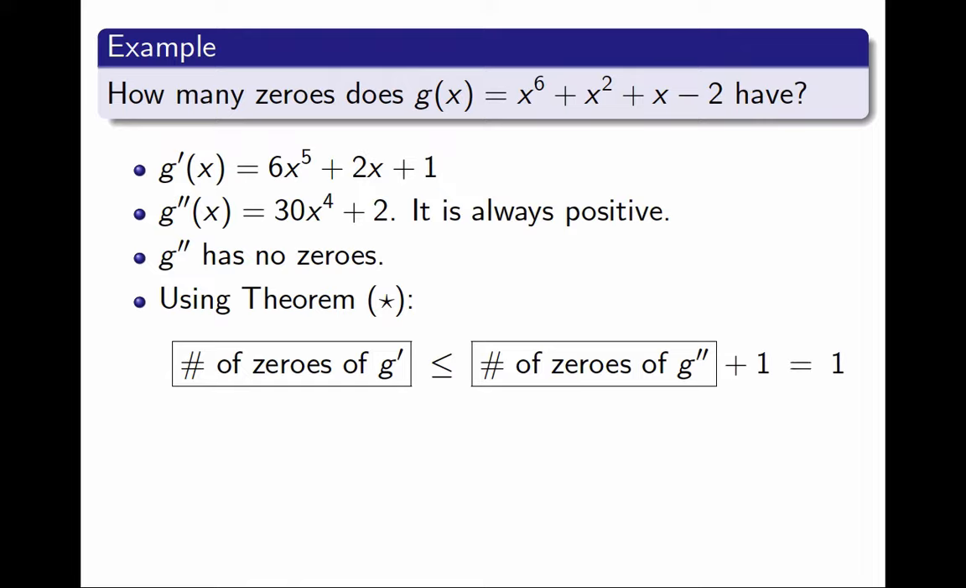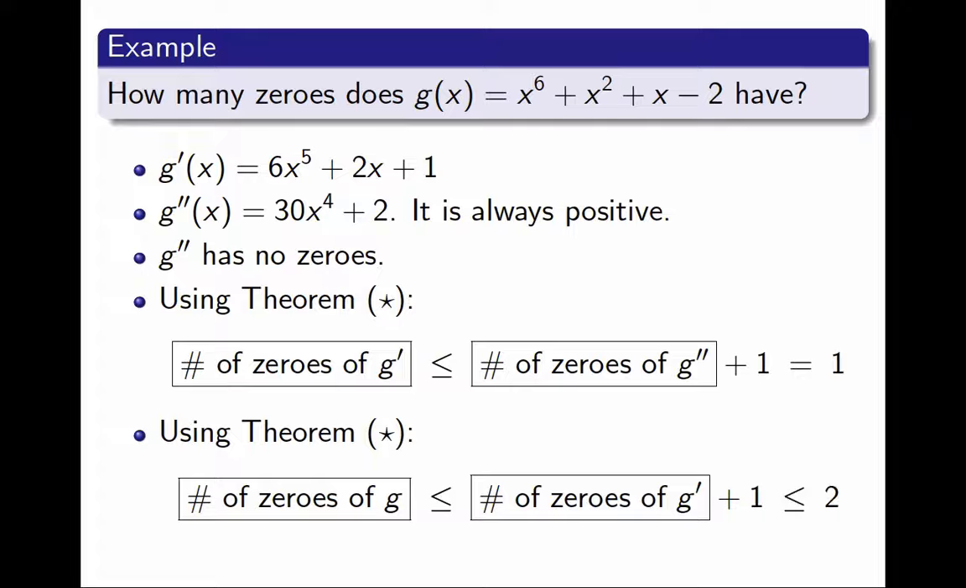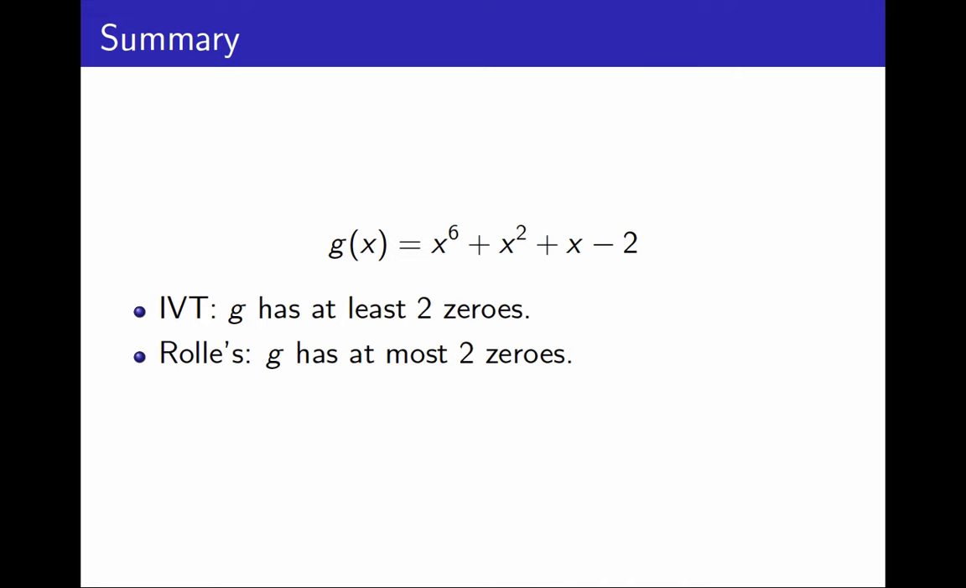And now let's use the theorem again on g as the function. The number of zeros of g is at most the number of zeros of its derivative g prime plus 1, which is less than or equal to 1 plus 1, which is 2. Perfect. To summarize, the IVT says this function has at least 2 zeros. Rolle's theorem says it has at most 2 zeros, so it has exactly 2 zeros.